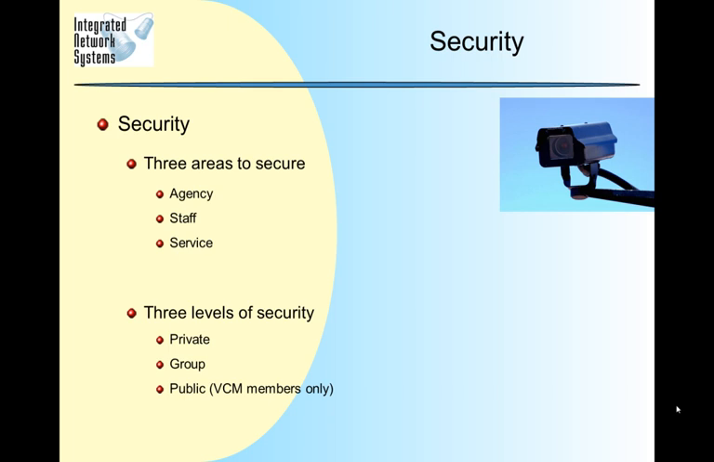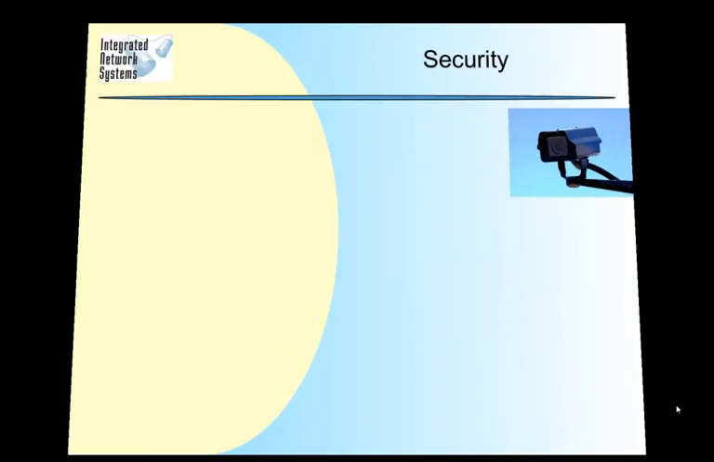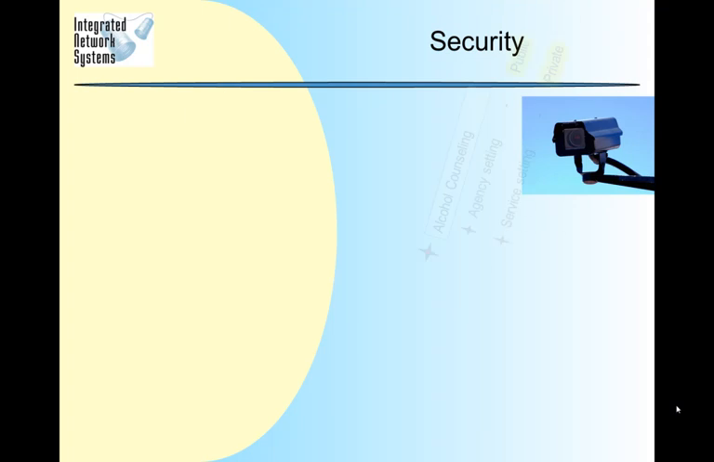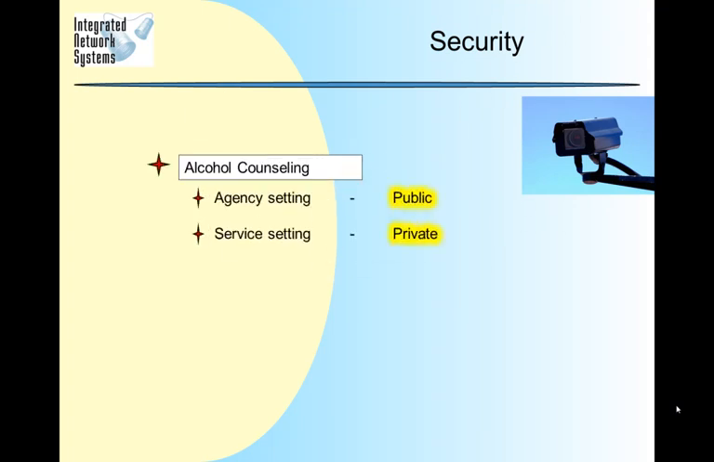Here's an example of how an agency might set their security levels. They would set their agency up as public. That way other agencies in their area can see what they're doing. If they have a service that needs to remain private, they would give that service a security setting of private. That way that service will always remain private within your agency. No other agency in the VCM group can see that that service was provided.